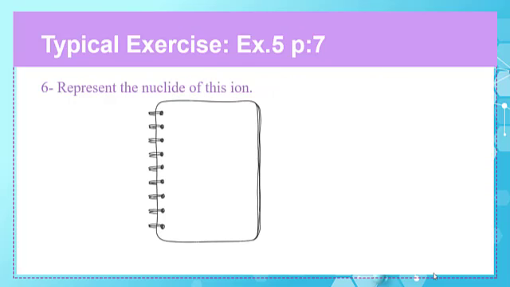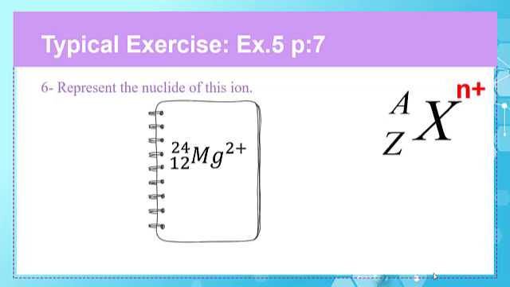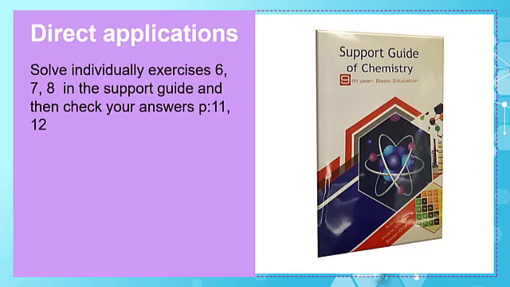Number 6. Represent the nuclide of this ion. The nuclide, as a rule, is X with A, Z, and charge n+, because this is a cation. X is the symbol of the ion, which is Mg. We write Z, which is 12, and A, which is 24. They were given for the atom, and they remain the same for the ion, and the charge, which is 2 plus. Now, please solve individually exercises 6, 7, and 8 in the support guide, and then check your answers page 11 and 12.